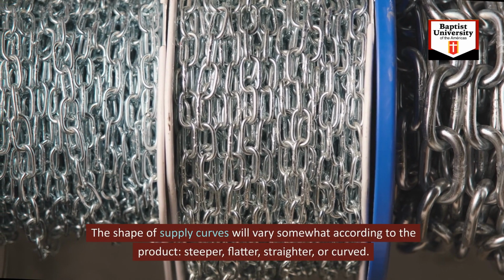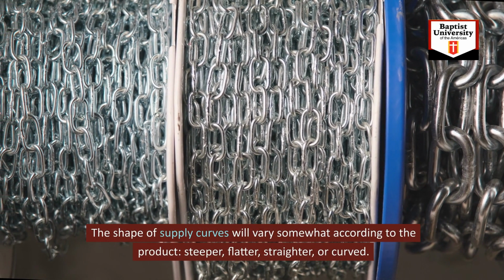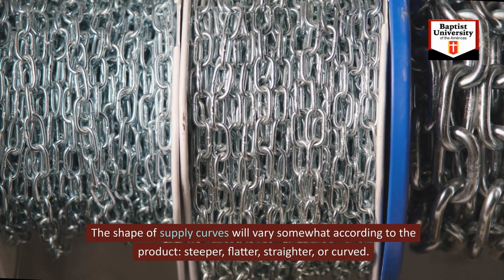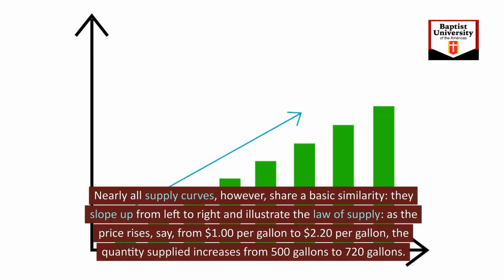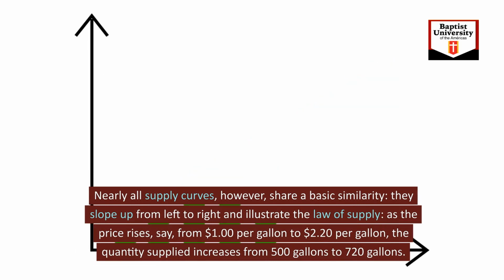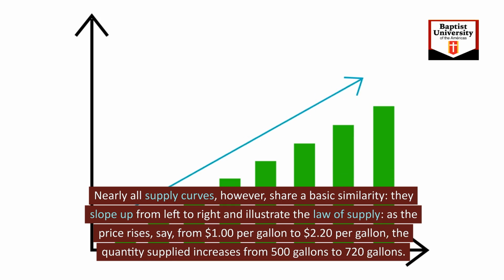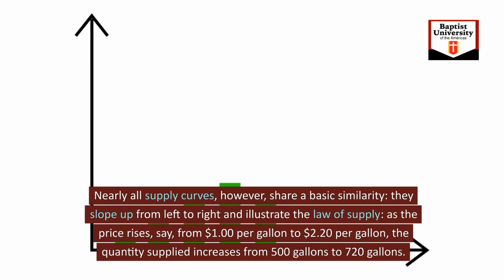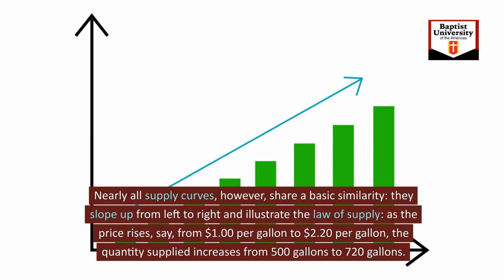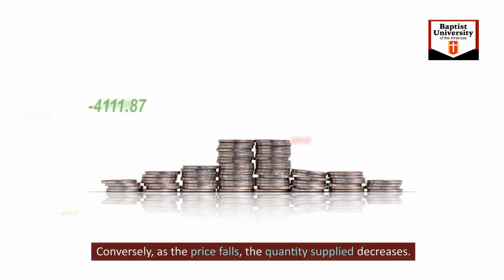The shape of supply curves will vary somewhat according to the product. Steeper, flatter, straighter, or curved. Nearly all supply curves, however, share a basic similarity. They slope up from left to right and illustrate the law of supply. As the price rises, say from $100 per gallon to $220 per gallon, the quantity supplied increases from 500 gallons to 720 gallons. Conversely, as the price falls, the quantity supplied decreases.